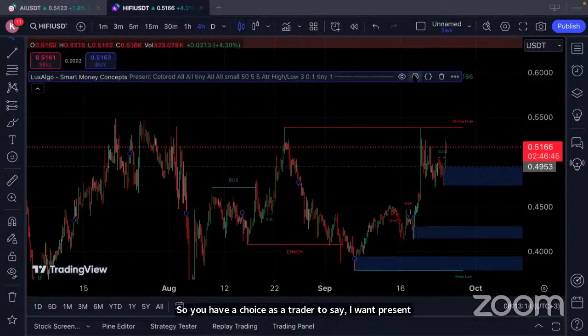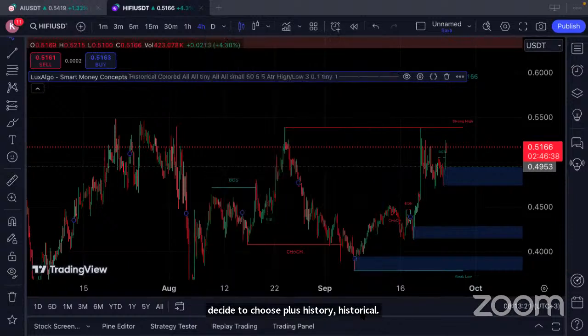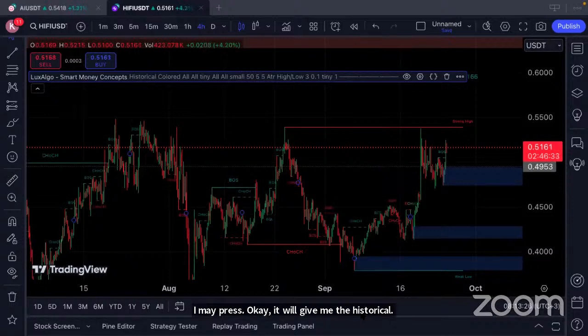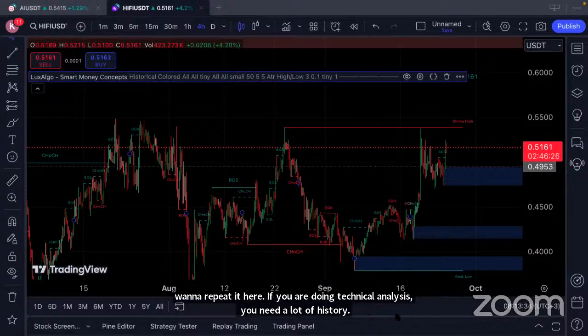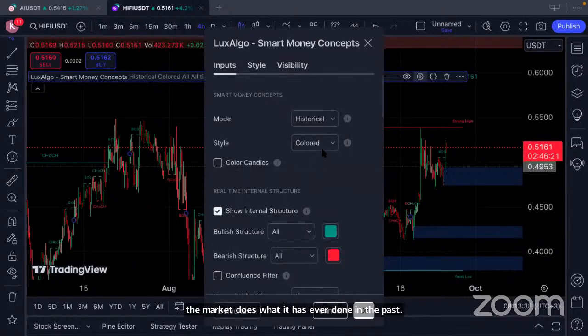So this is the chart. If I decide to choose plus history, historical, and press OK, it will give me the historical move. But I want to repeat here, if you are doing technical analysis, you need a lot of history, because the market does what it has ever done in the past. All right, good. Okay, so I will leave it at historical.